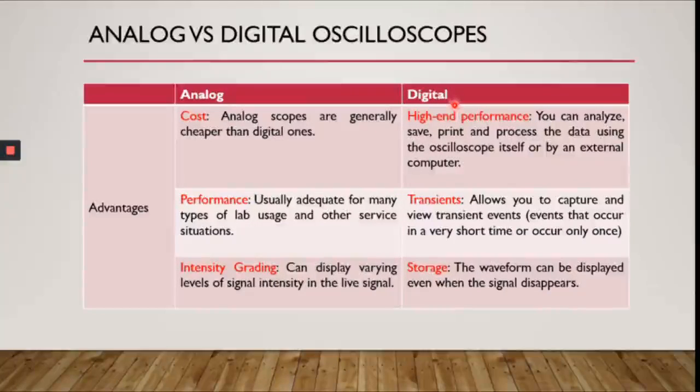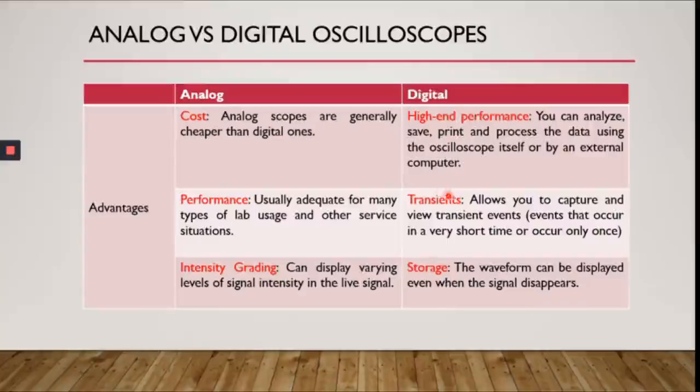Okay, now we move on to the advantages of digital oscilloscopes. Now the most important or prominent advantage is high-end performance. Because the data is stored before it is displayed, you can analyze the data, you can do many things. You can save, you can print the figures, you can process the data. If your signal is complex and you want to process it, you can do so either from the microprocessor in the oscilloscope itself or by using an external computer if it requires more processing capacity.